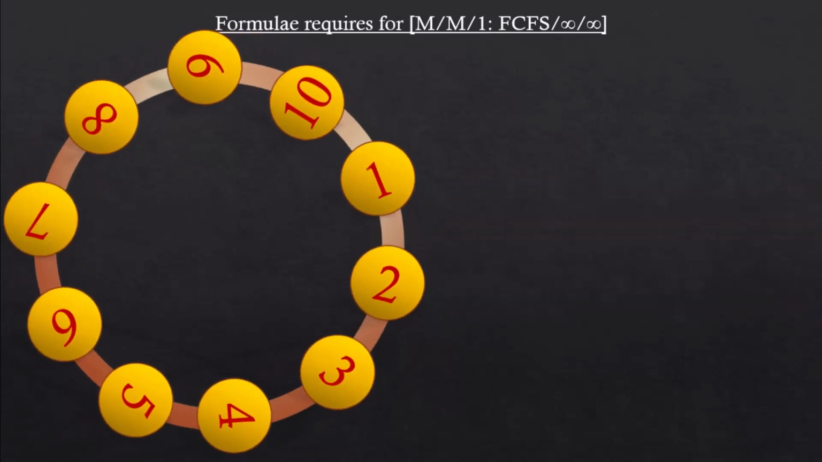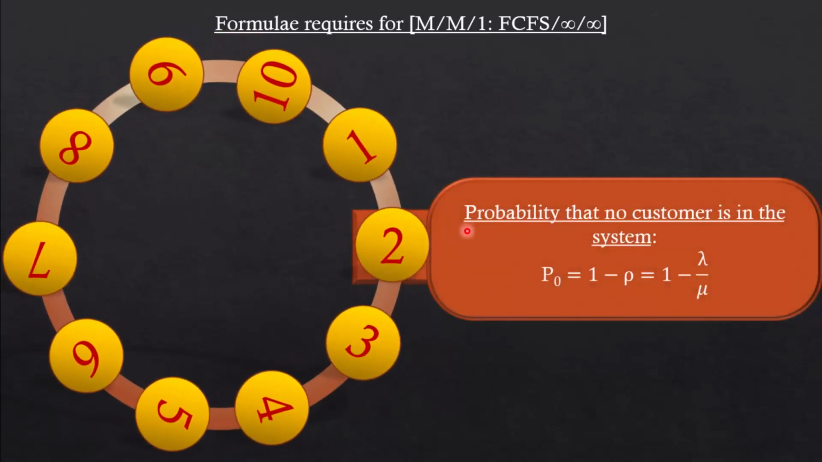Now let us move to the next formula. Probability that no customer is in the system. When it says no customer in the system, this means the probability of having zero customers in the system, and it is given by 1 minus rho, which we can also represent as 1 minus lambda by mu. Now let us move ahead.